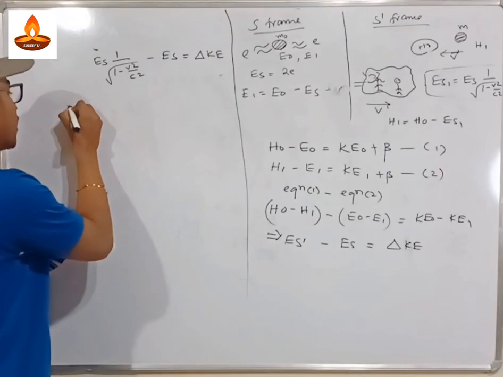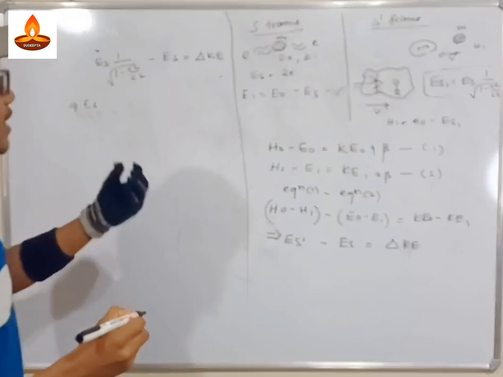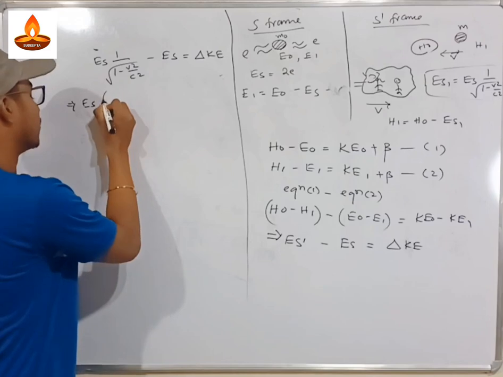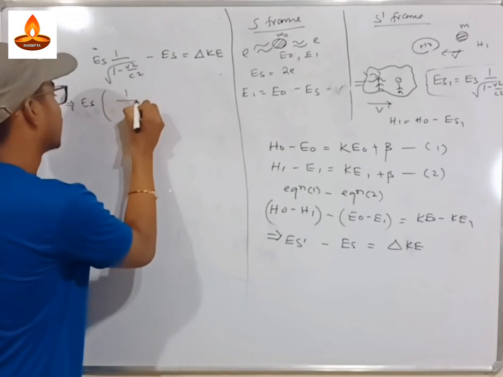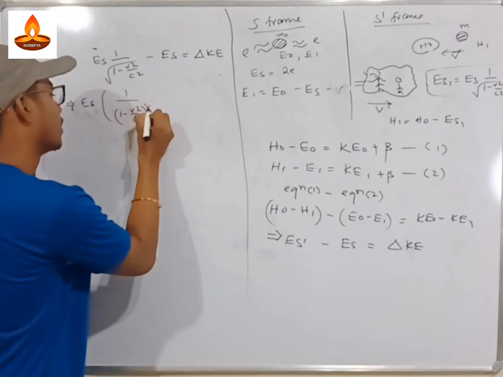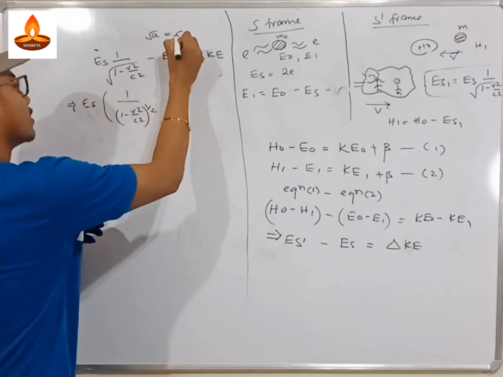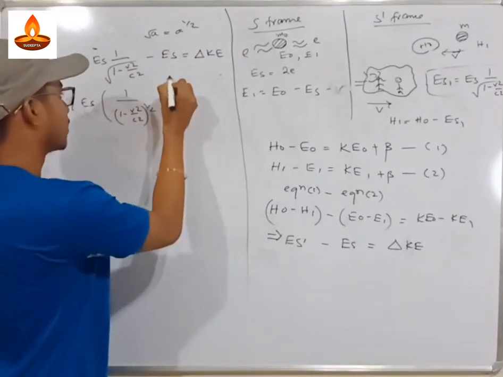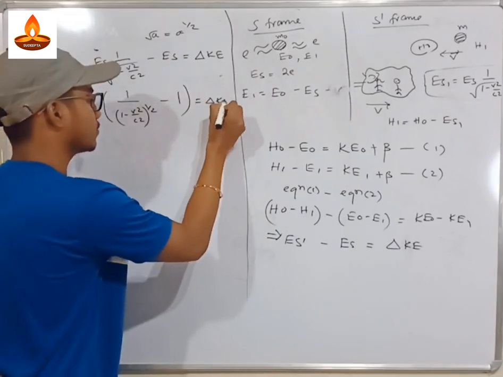Simple. I can take the common factor, ES. What is ES? ES is the energy emission in the S frame. If we take it out, we can write 1 by (1 minus B square upon C square) to the power 1 by 2, minus 1, which is equal to the change in kinetic energy.